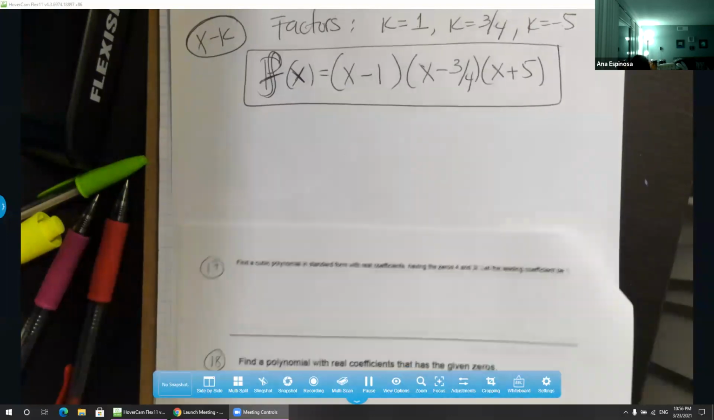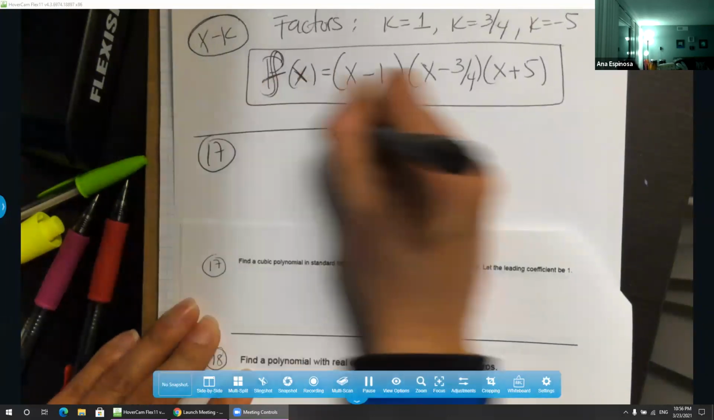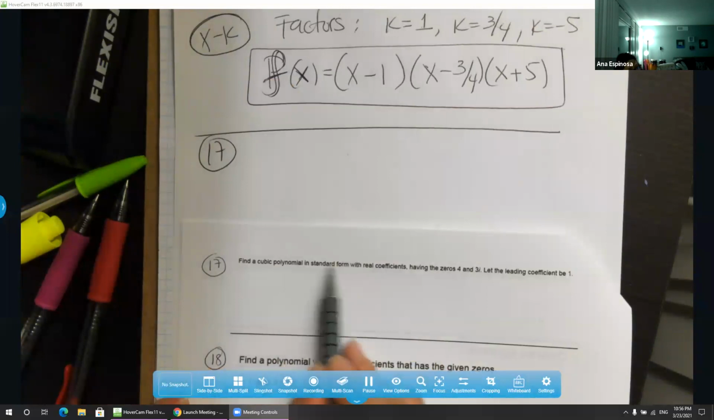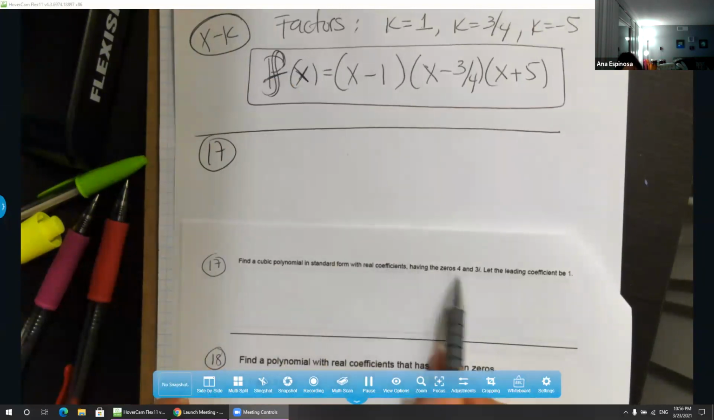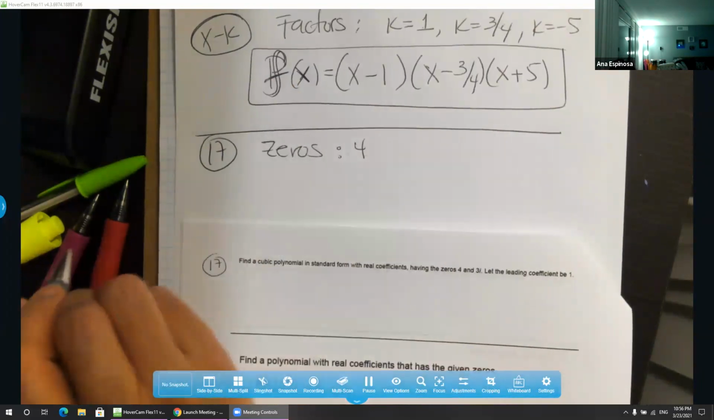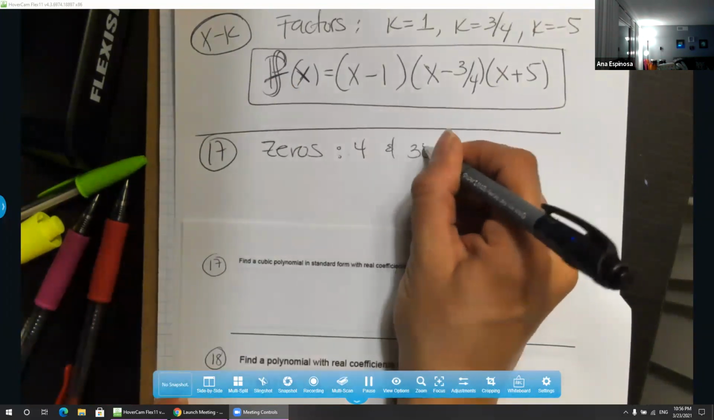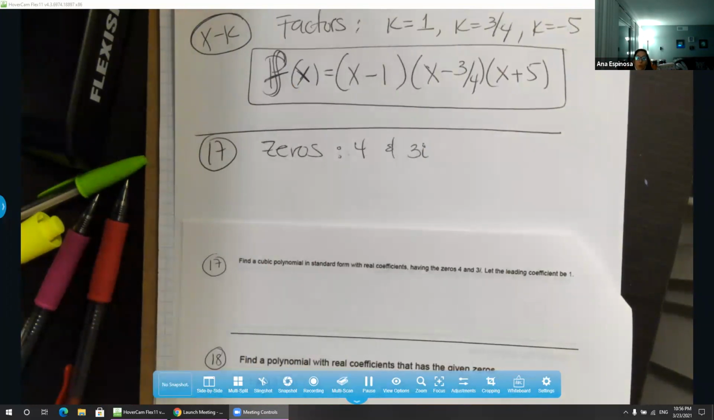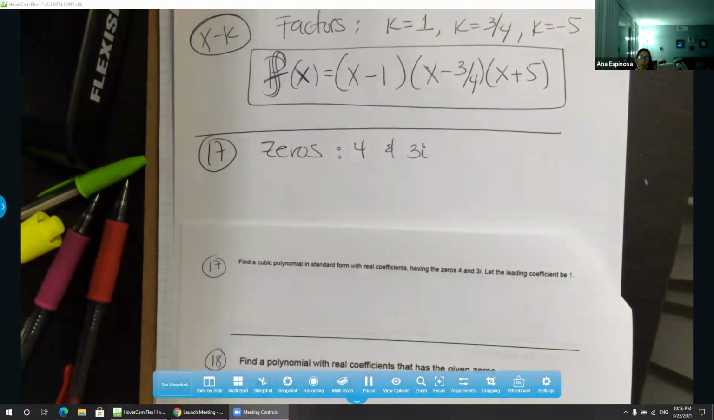The next one, number 17, says find a cubic polynomial with real coefficients having the following zeros. So they tell you the answers, and now you have to find the polynomial. Now notice that it is a cubic. So if you need a cubic, you need at least three zeros, right? It is a maximum, yes, but when you are given zeros to come up with a polynomial, they have to give you all 3.